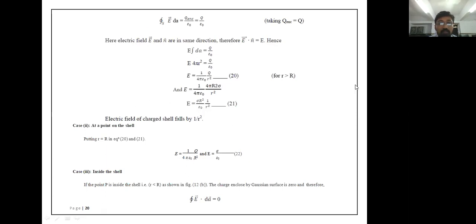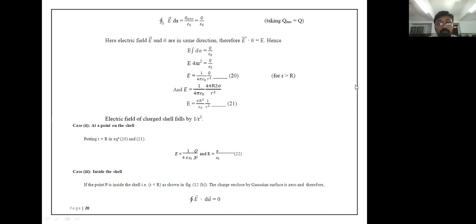Now the electric field E and n cap, which is the direction of the area, are both in the same direction, because on the surface of the sphere the direction of area is spherically outward, and the direction of the electric field is also spherically outward. So the angle between them is zero. E dot n cap is E cos theta, and theta is zero, so it is equal to E.